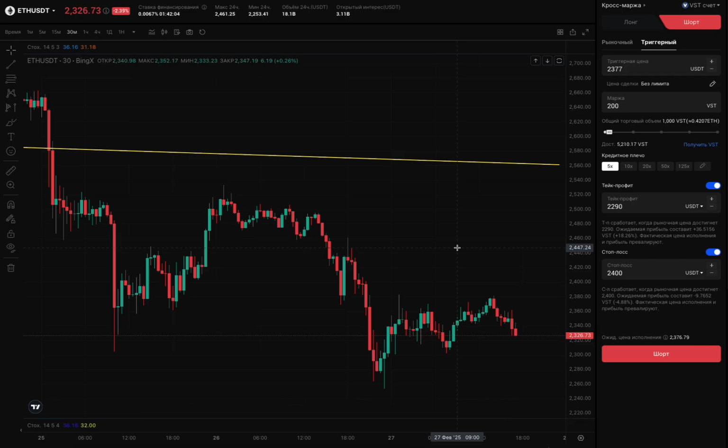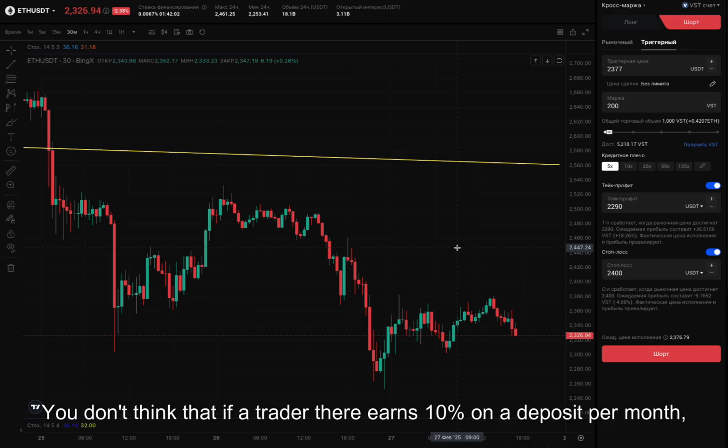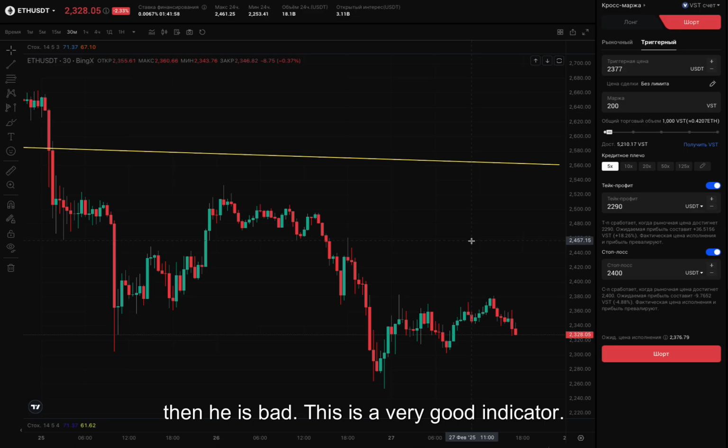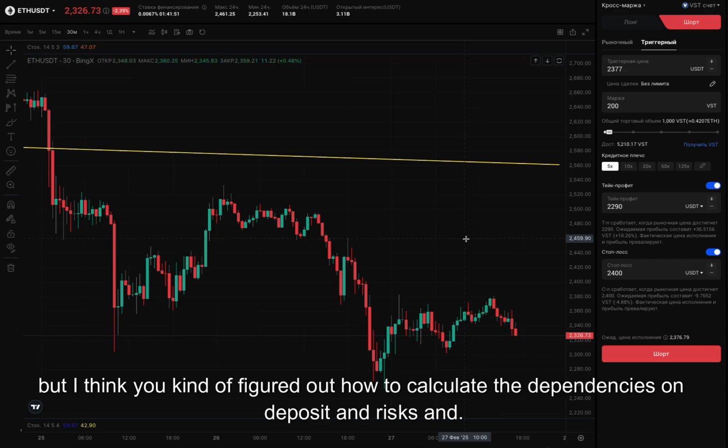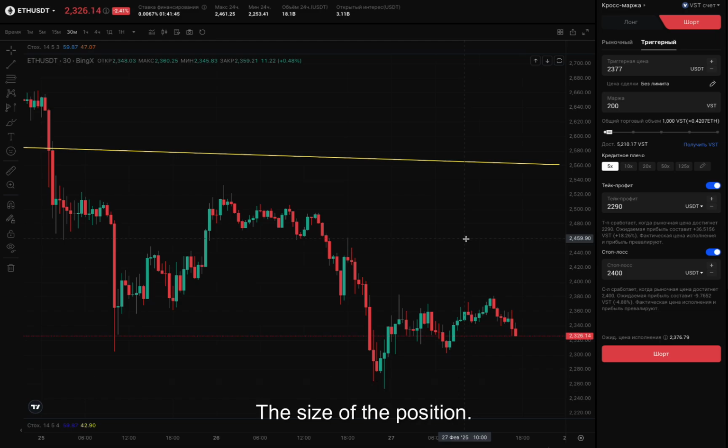This is very good. You don't think that if a trader earns 10% on a deposit per month, then he is bad. This is a very good indicator. So what else I wanted to say, but I think you kind of figured out how to calculate the dependencies on deposit and risks and the size of the position.